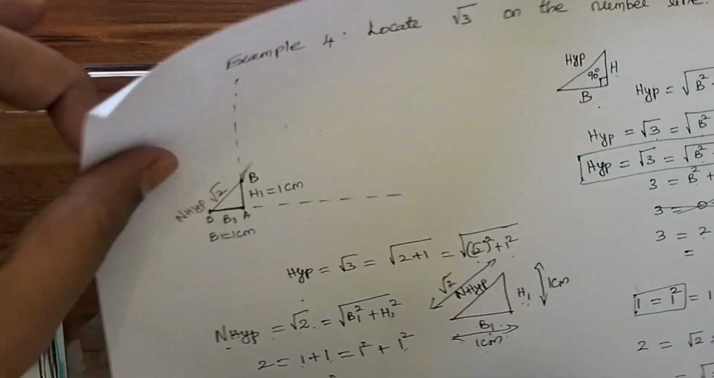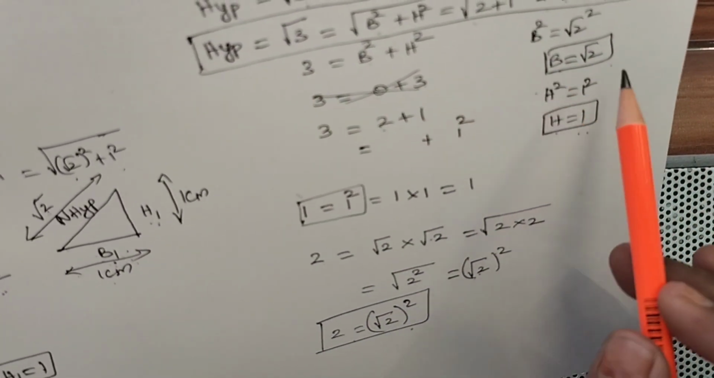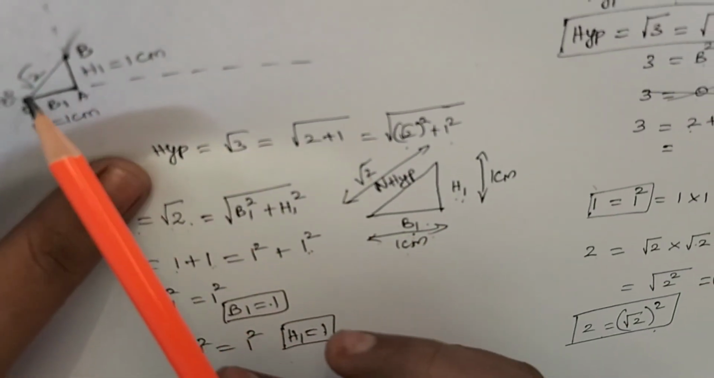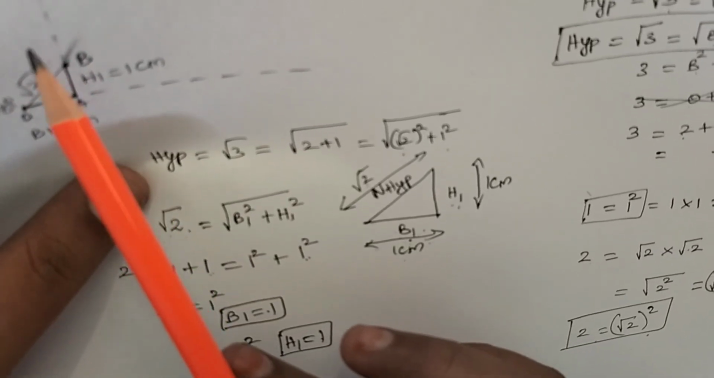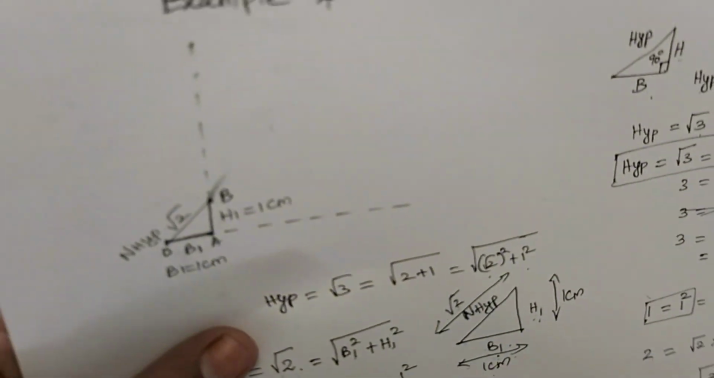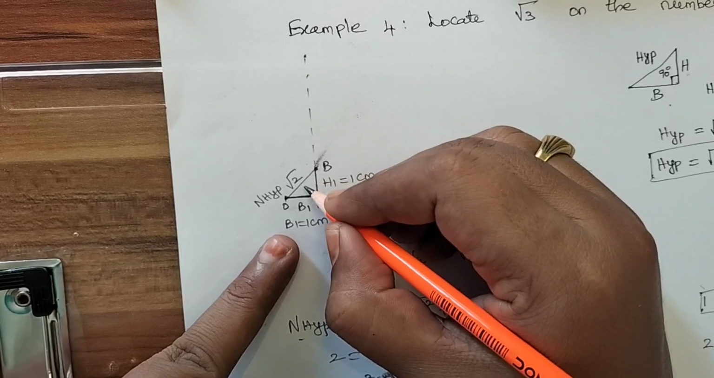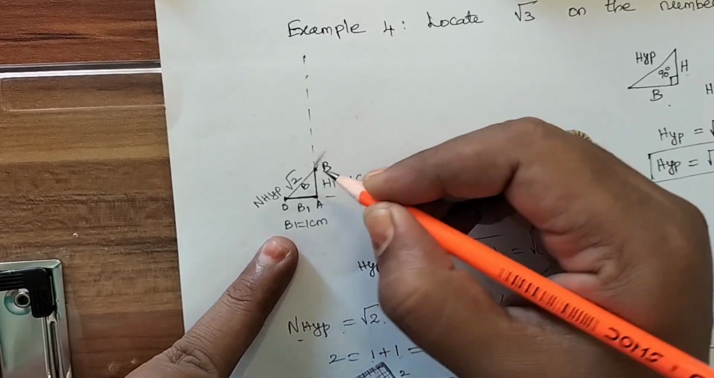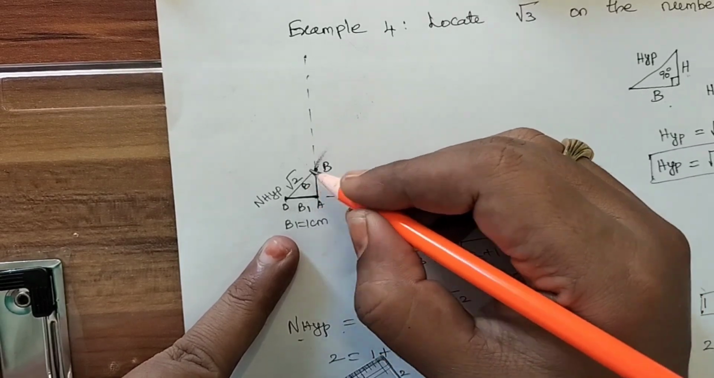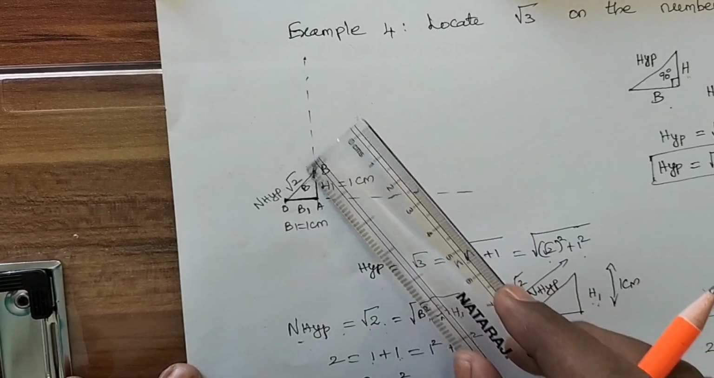So now for root 3, base is root 2 and height is 1. I have to consider this as base and height as 1, and draw root 3 now. According to the previous triangle, this one is base, so base B is equal to root 2, and using this base I have to draw one height with 1 centimeter.